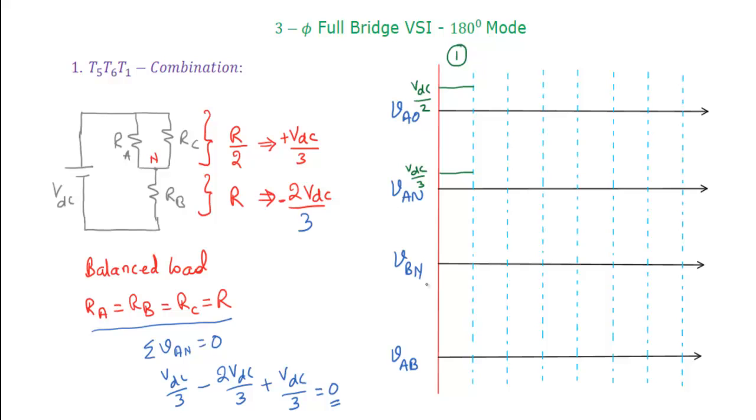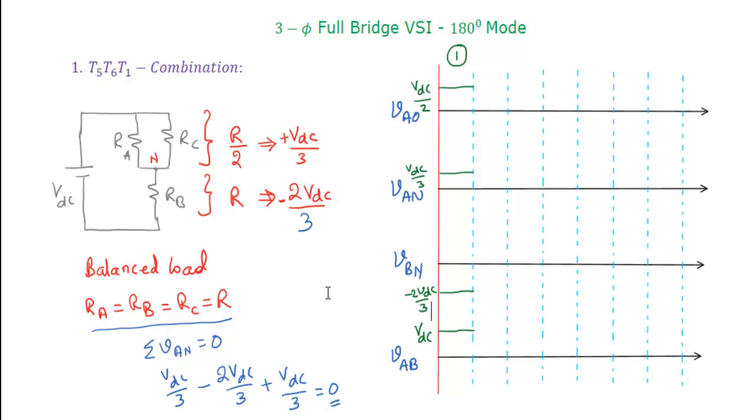Phase B voltage we discussed is negative 2 VDC by 3. And as I told you, line AB voltage is nothing but the potential difference between these two phases. That means VDC by 3 minus of minus 2 VDC by 3, which gives you VDC. So that is the line voltage for this particular combination.